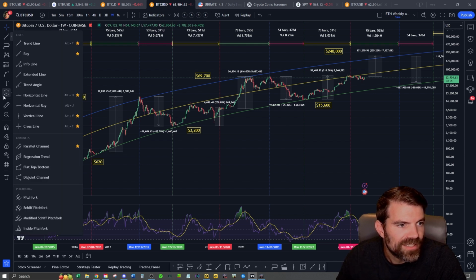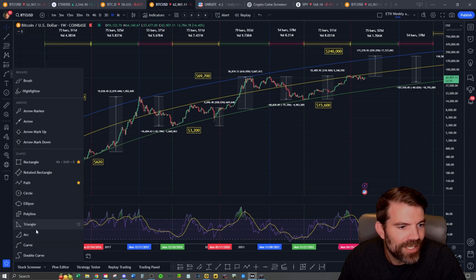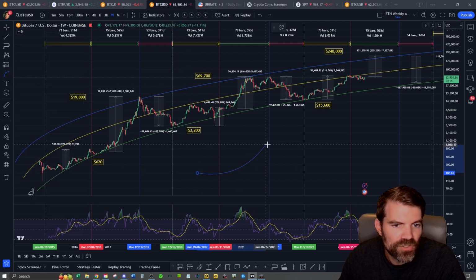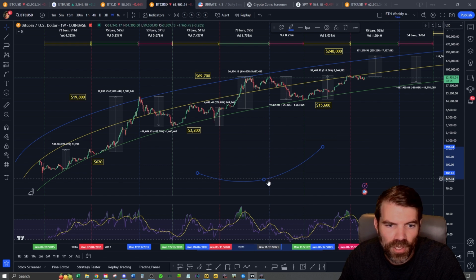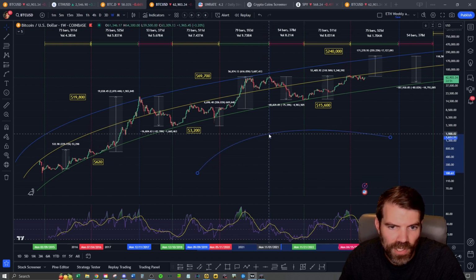whatever this is called, this little bar on the left-hand side. You're going to grab curve. So you go over here, go to curve, and then you just drag this curve onto it. It gives you a couple of points, and you can go like this and align it however you want to make it fit the data.